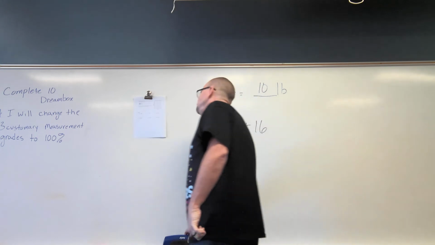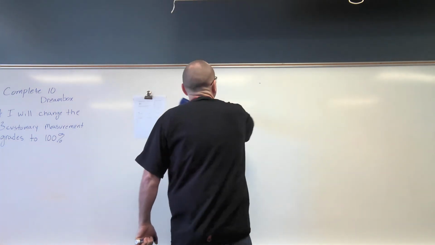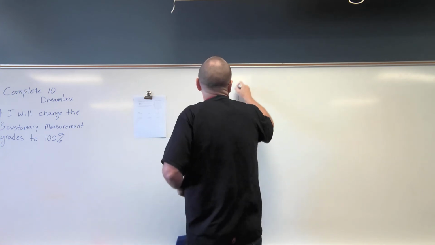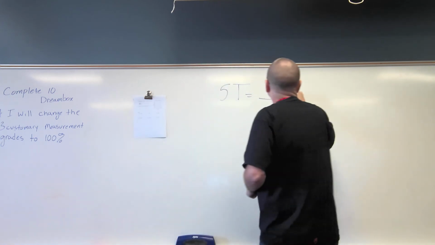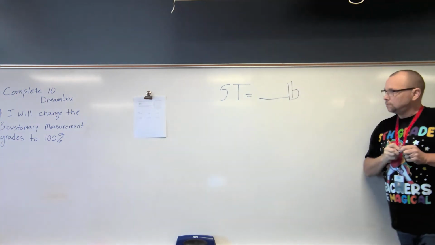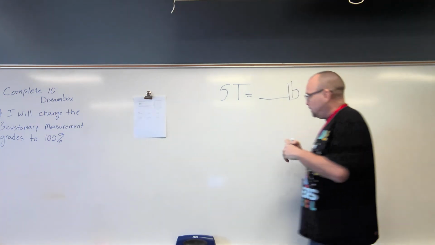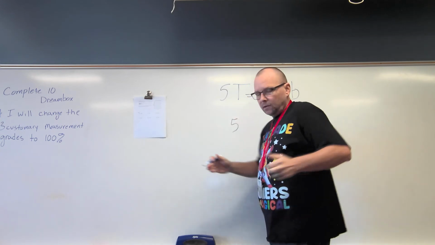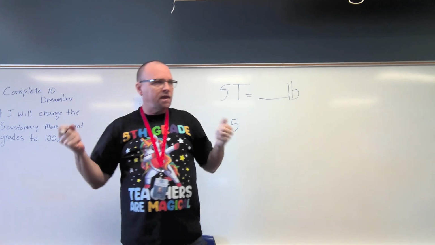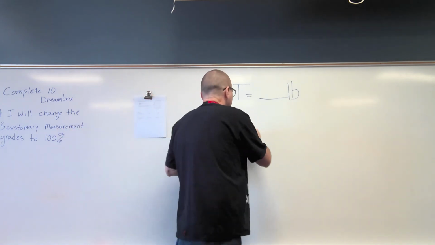Let's do one more of those fun little problems. 5 tons equals blank pounds. So we know we're going to do something with 5. We are going from tons to pounds. So that means we're going to multiply.